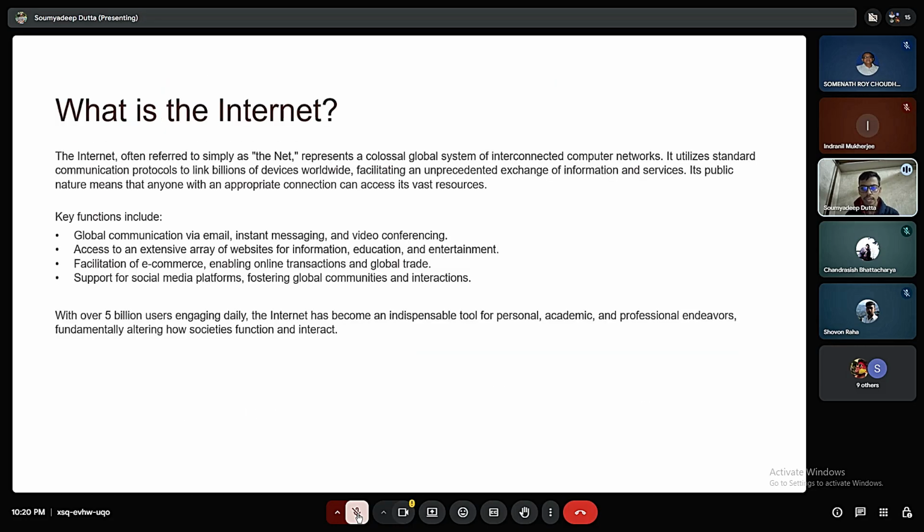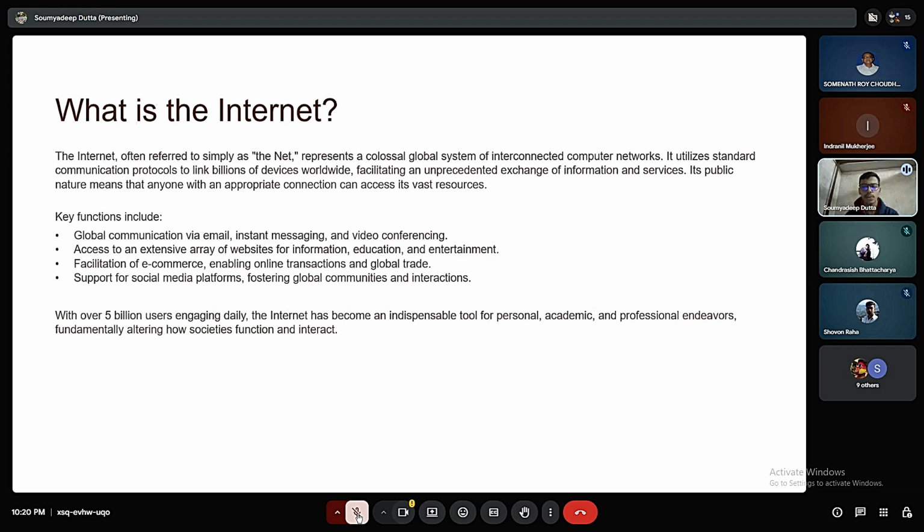Let me begin with the Internet. The Internet is a massive global network that connects computers, servers, and smart devices all over the world. It works using standard communication rules, which allow different devices to talk to each other, no matter where they are located.